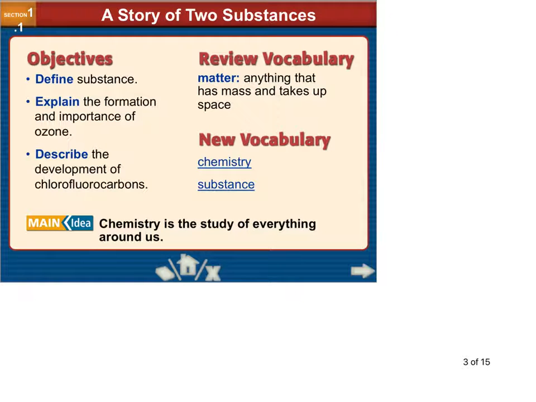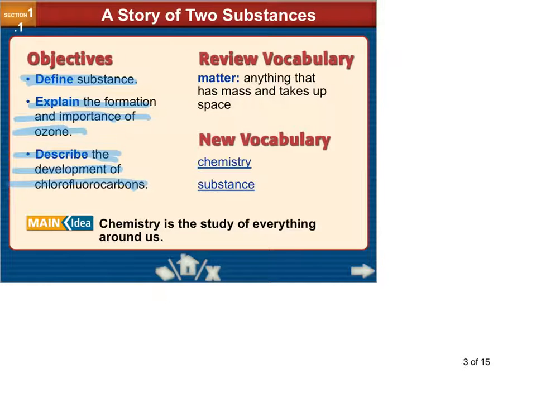Our objectives for section 1.1, you're going to need to know the definition for substance. You're going to have to explain the formation and importance of ozone, and you're going to have to describe the development of chlorofluorocarbons.